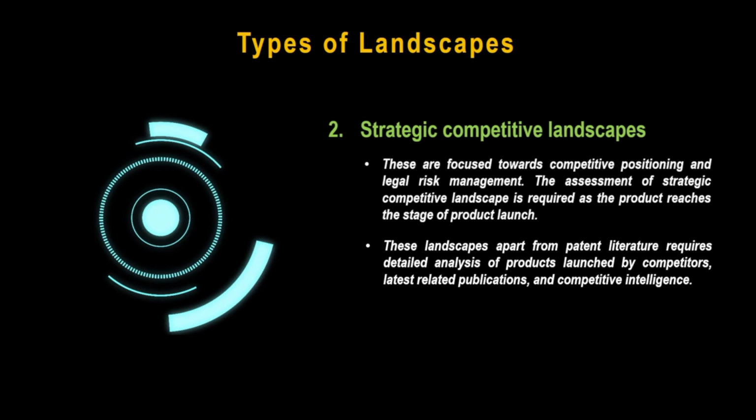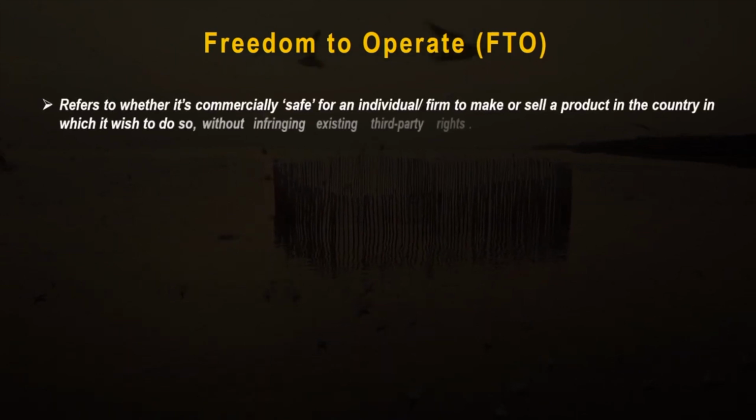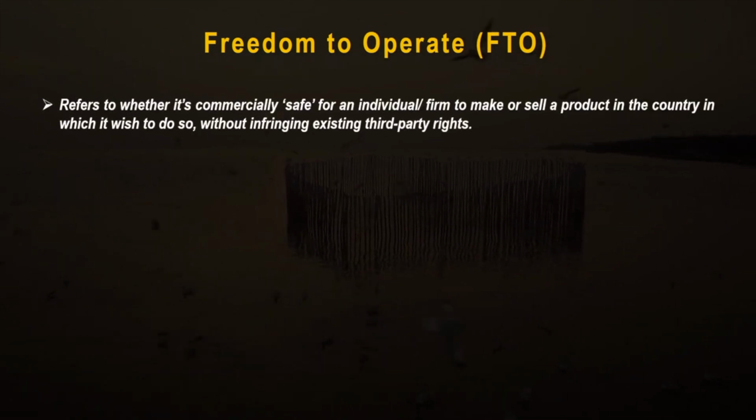Now, learners, let us understand what we mean by freedom to operate, also known as FTO. Freedom to operate refers to whether it is commercially safe for an individual or a firm to make or sell a product in a country in which it wishes to do so, without infringing the existing third party rights. For example, if you wish to launch a product in a particular country, you will first have to check whether you can launch that product without infringing the property rights which are existing with any other party in that particular country.